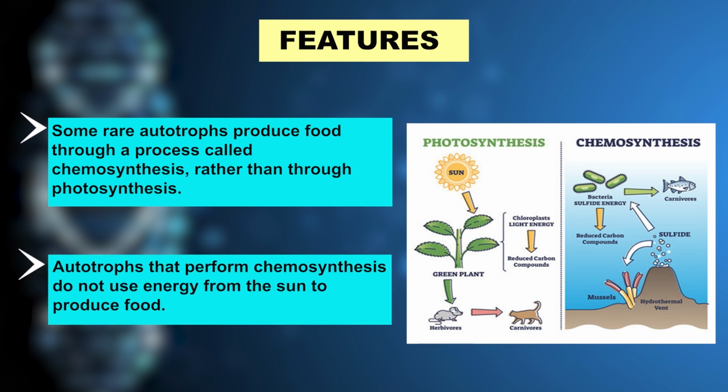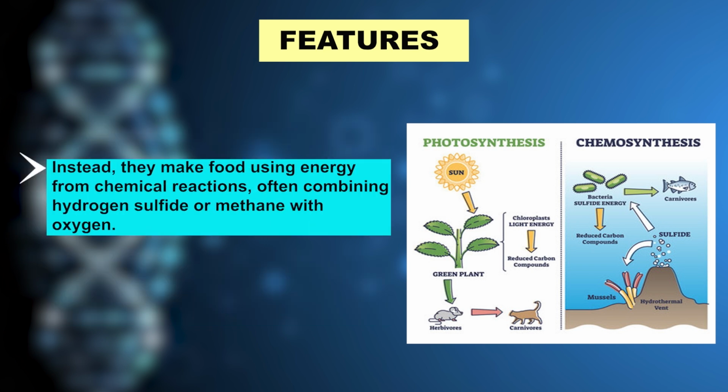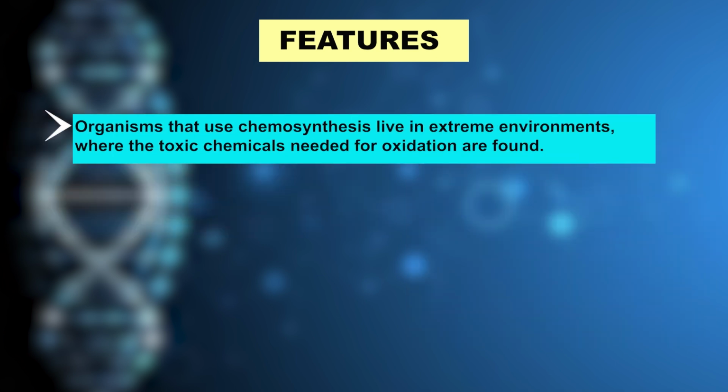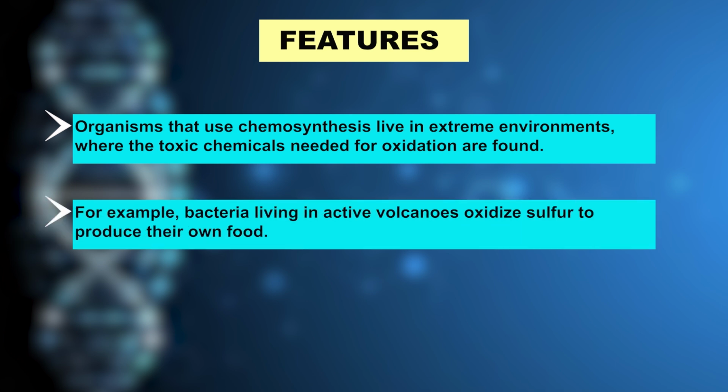Autotrophs that perform chemosynthesis do not use energy from the sun to produce food. Instead, they make food using energy from chemical reactions, which combines hydrogen sulfide or methane with oxygen. Organisms that use chemosynthesis live in extreme environments, where the toxic chemicals needed for oxidation are found. For example, bacteria living in active volcanoes oxidize sulfur to produce their own food.